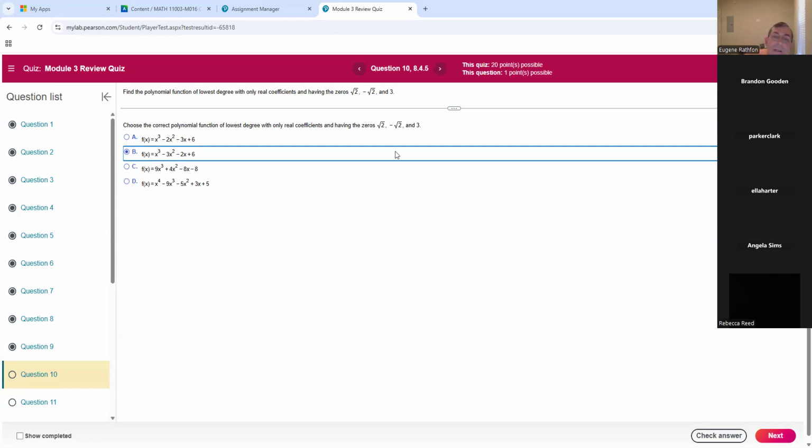Now I'll tell you this, since they gave you 3 zeros, a square root of 2, negative square root of 2, and a 3, it can only be one of these with an x cubed answer, okay? So it had to be A, B, or C. It couldn't have been D because that's got an x to the fourth, and that means they had 4 zeros on that one.